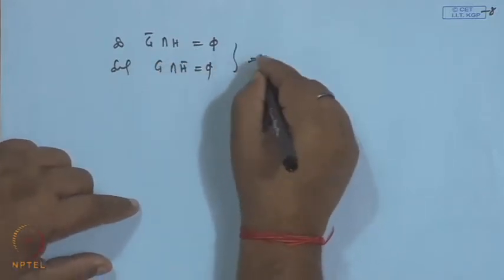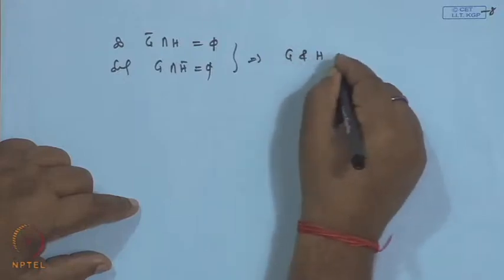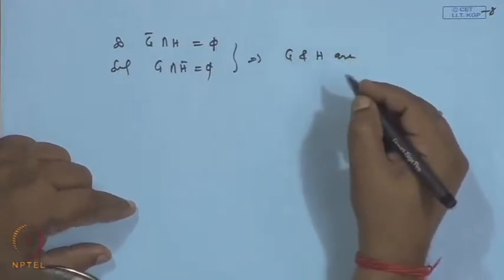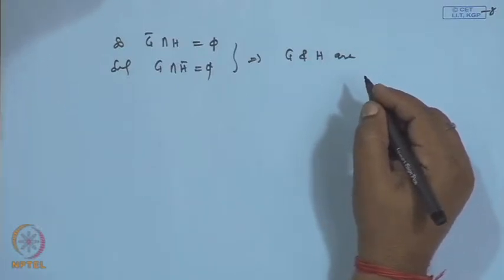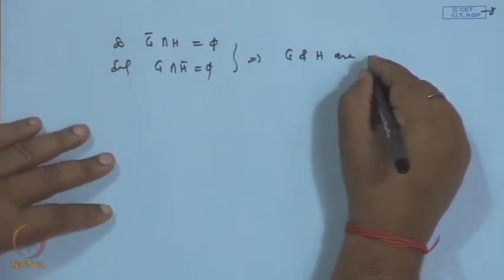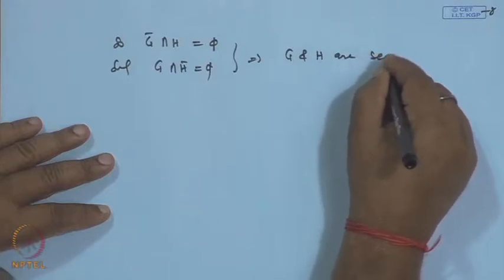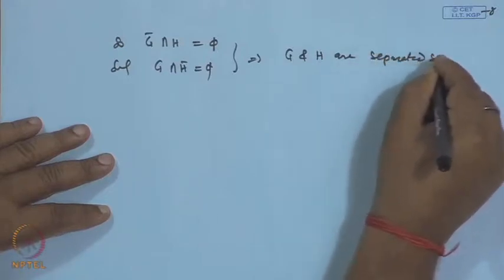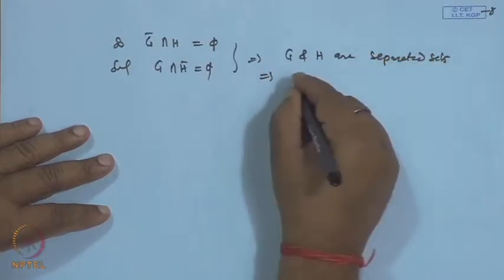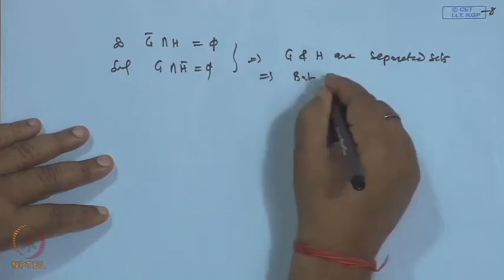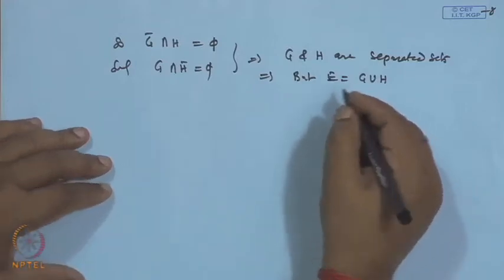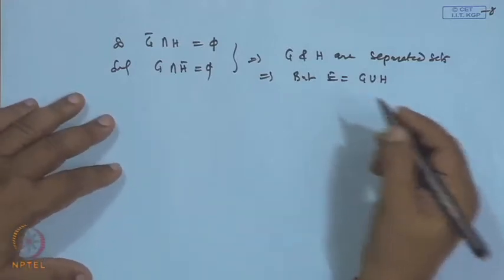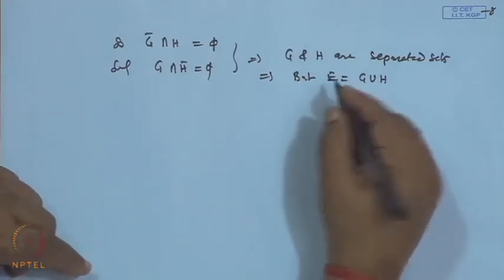So, this shows G and H are separated sets. But E is the union of G and H, is it not? So, but E is the union of G and H. So, a contradiction. So, it is not possible.